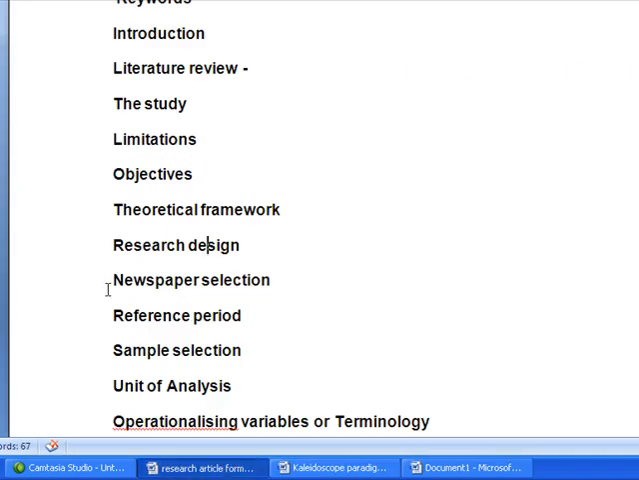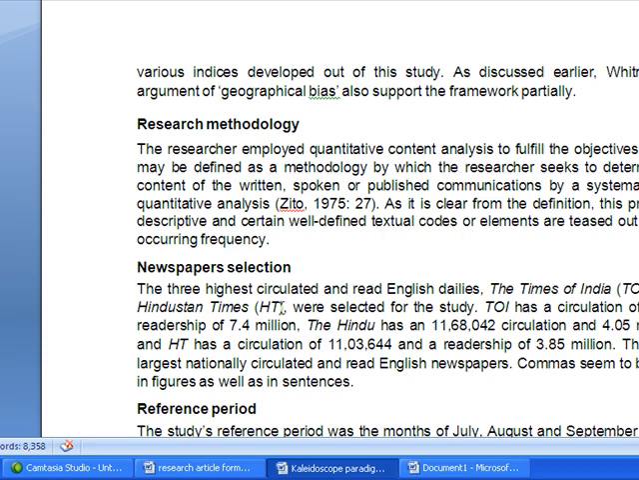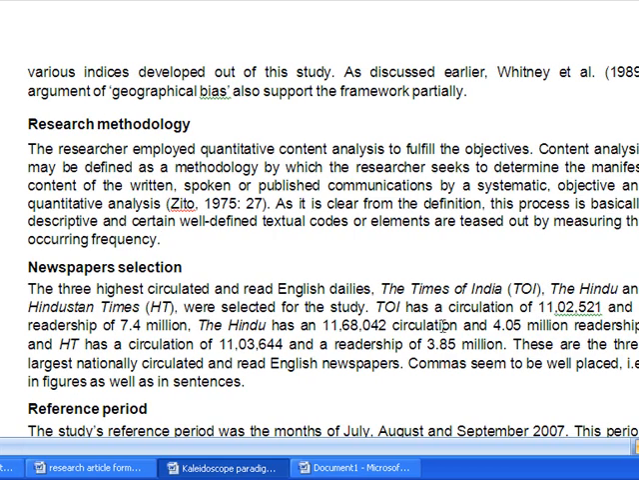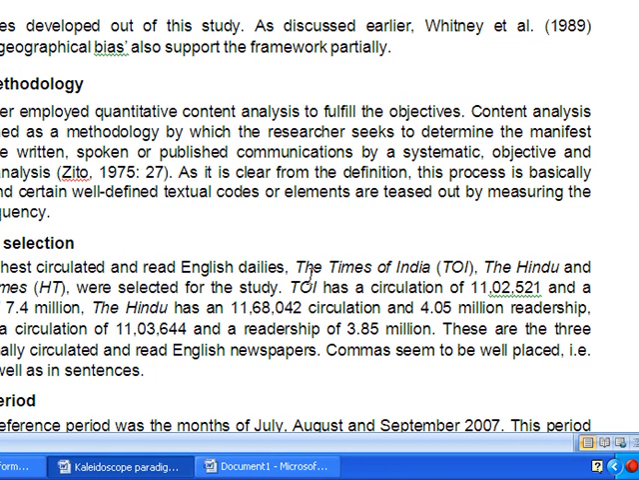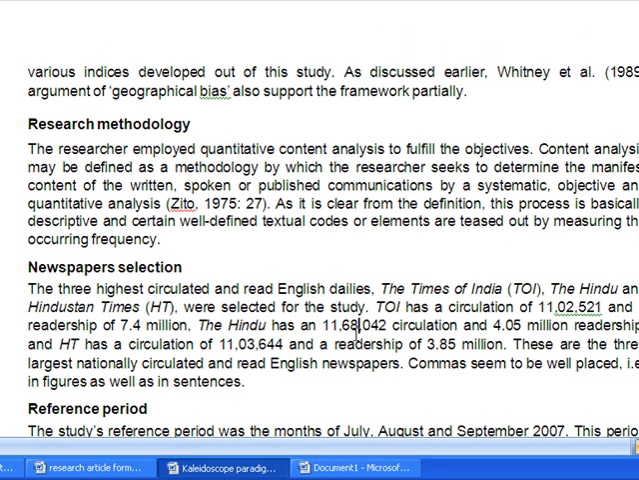And then comes the newspaper selection. This is the content analysis of newspapers. So I have to tell about the newspapers, why I have selected the three newspapers. So I will have to give the evidence or the facts which led to the selection of these newspapers, like circulation, readership, etc.